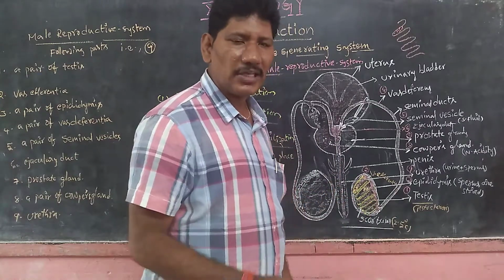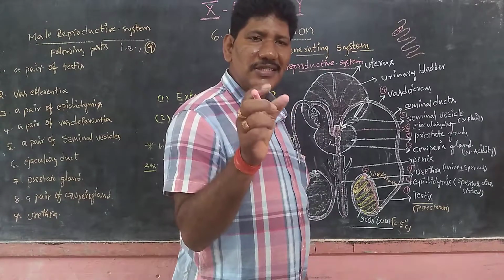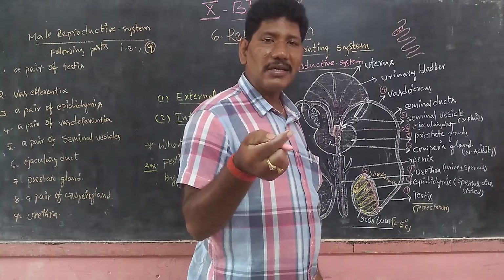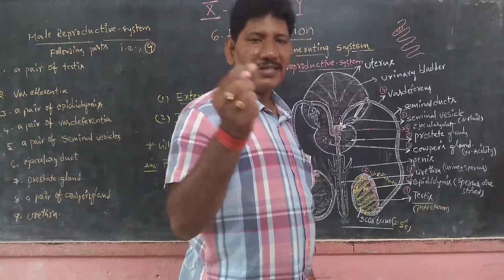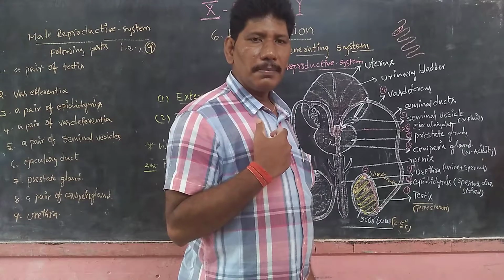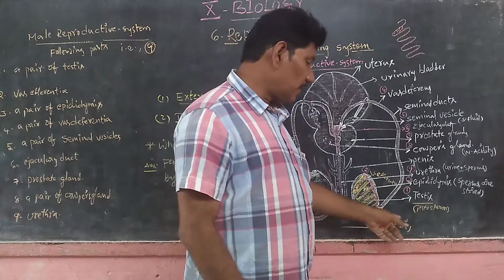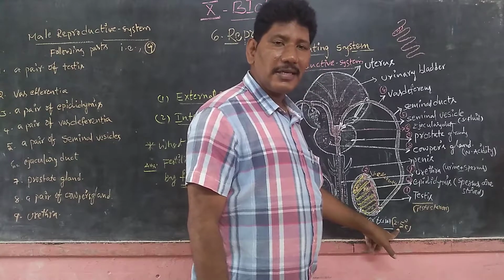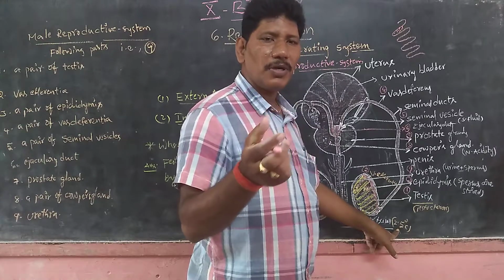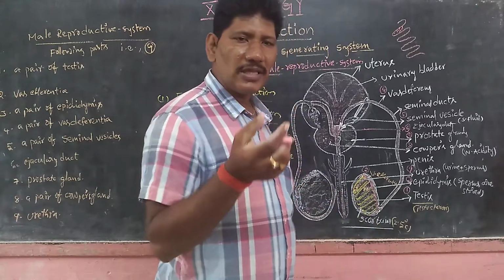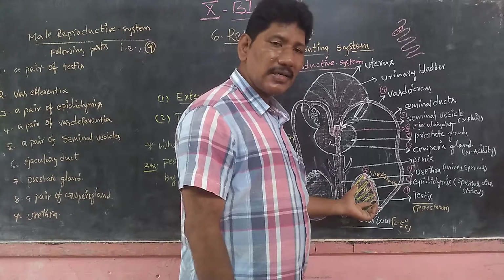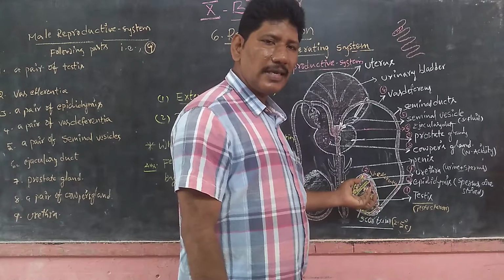What is the purpose? The scrotum, which is present outside the abdominal cavity, maintains the temperature lower than the body temperature by about 2.5 degrees centigrade. For example, 98.4 degrees Fahrenheit is the normal temperature inside our organism, but the testes are maintained about 2.5 degrees centigrade lower. It is very important for sperm production. That is the only reason we have a pouch-like structure outside the abdominal cavity, which we call the scrotum, hanging the testes.